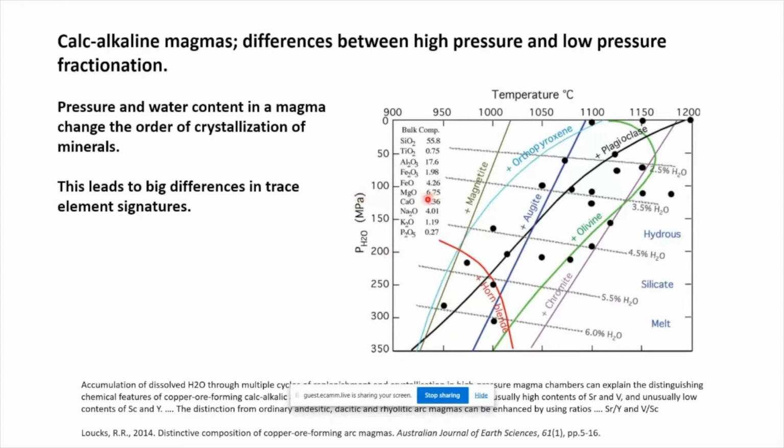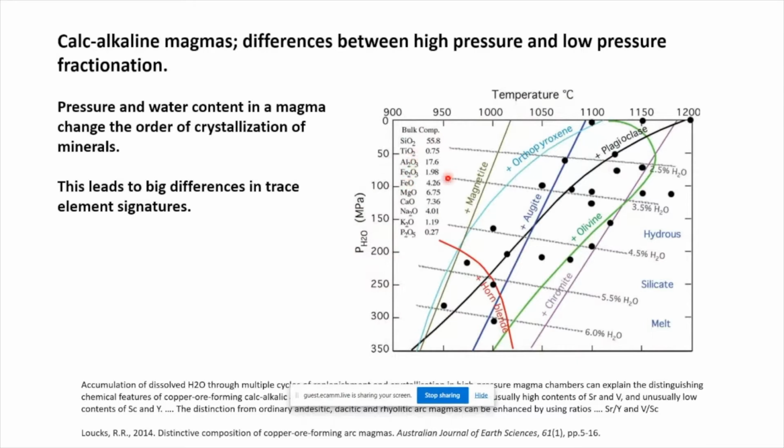This is a diagram from Bob Loucks' famous porphyry copper paper, and this is a plot of temperature versus the concentration of water in the magma, expressed as partial pressure of H2O. Now I really need to put in another diagram that shows temperature versus pressure, but it's kind of similar. So we'll just get by with one figure.